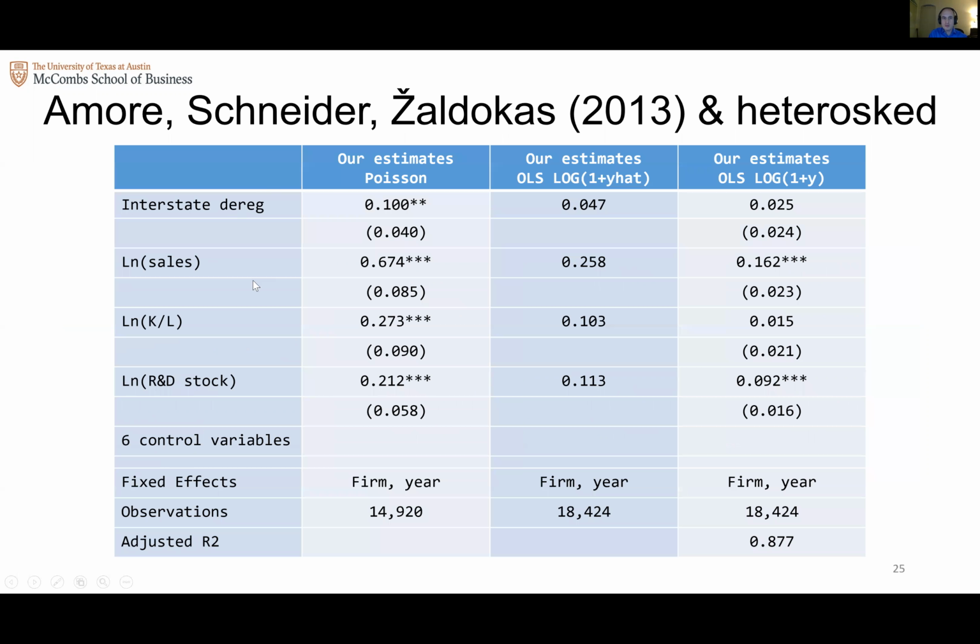So the third paper is going to be the interstate deregulation paper. Again, the Poisson estimate was 0.1. The OLS of log of 1+ y estimate was 0.025. They're both positive, but they're pretty different in terms of magnitude. When we estimate this log of 1+ y hat regression, again, where we're removing the effects of heteroskedasticity by using the fitted values, we get very different estimates than what we get from the Poisson regression.